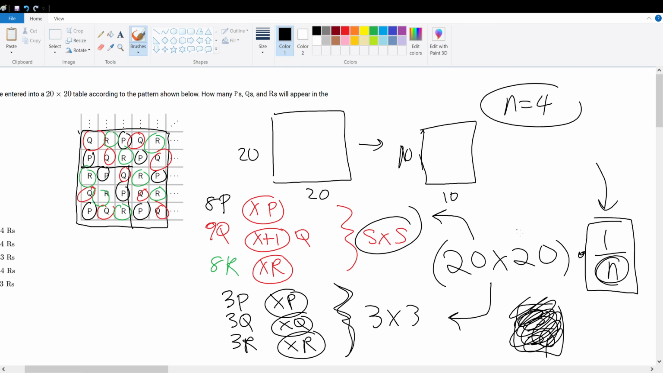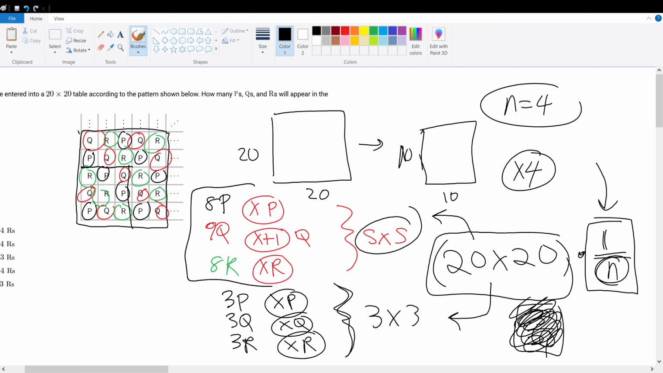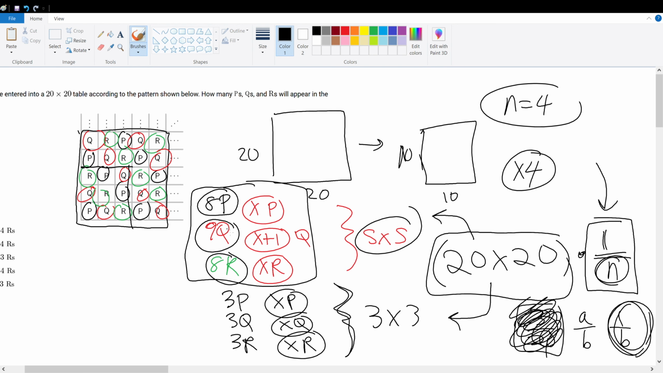So we have a 20 by 20 scaled down 4 times to 5 by 5. And since we're scaling it down by 1 over a whole number, the pattern that exists for the 20 by 20 must be preserved within the 5 by 5 as well. It's not preserved within 3 by 3, because remember, we're multiplying by a over b, not 1 over b. Patterns are only conserved when I multiply by 1 over b. So therefore, the relationship is that the number of P's must equal the number of R's, and the number of Q's must be 1 greater than the number of P's.